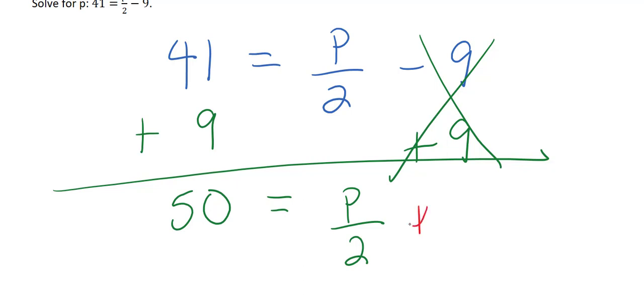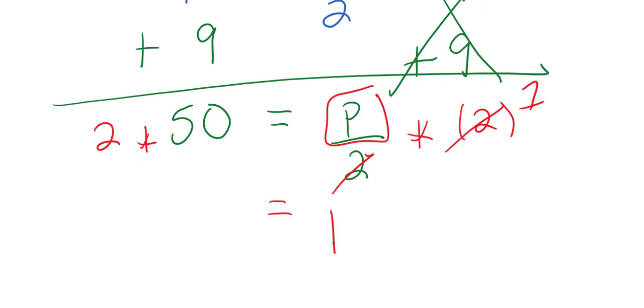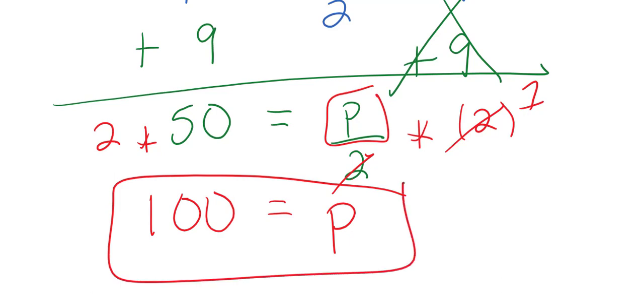And then we just multiply on both sides. We do this because we want to get p by itself. We want to get this 2 gone. So we multiply because we undo this division, because then 2 over 2 is just equal to 1. And so we have to do it on the other side. And so then we're left with p. And then 2 times 50, that's 100. So that would be our solution.